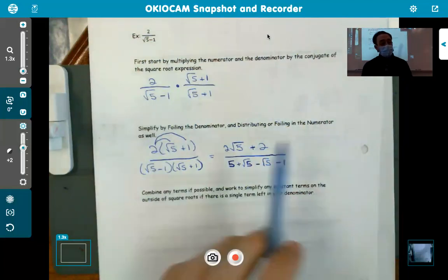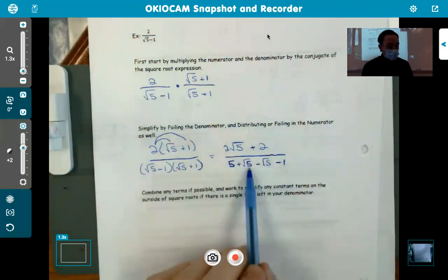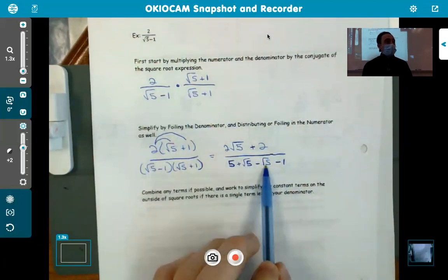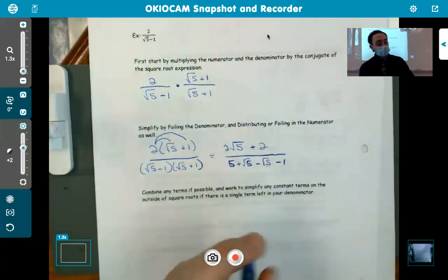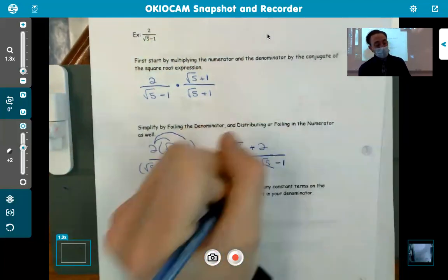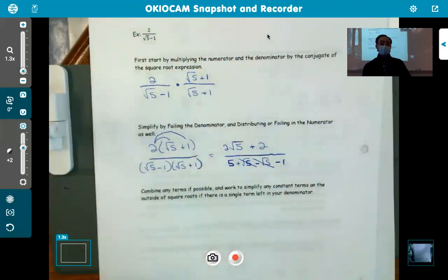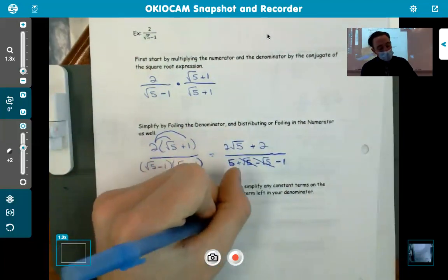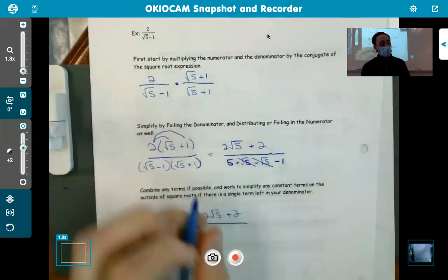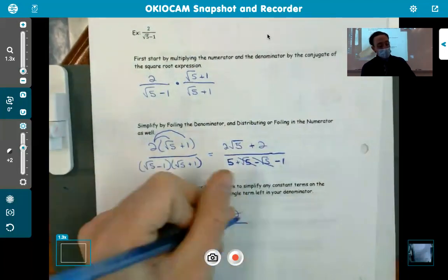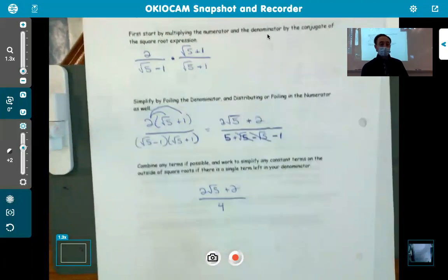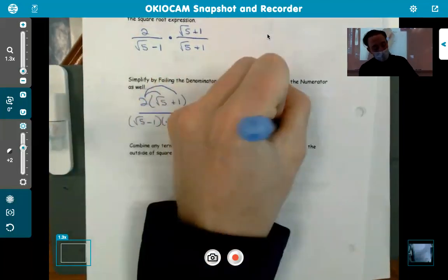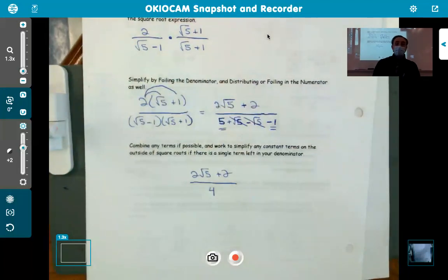Well, very similar to when we did this with imaginary numbers, those middle terms, notice I have a plus root 5 and a minus root 5. What's going to happen to those? They're going to cancel. Same thing happened when I was doing this with imaginary numbers. So now I have 2 root 5 plus 2 in my numerator over 5 minus 1, which is just 4 in my denominator. Right? Because I still have these like terms there, the 5 and the -1.